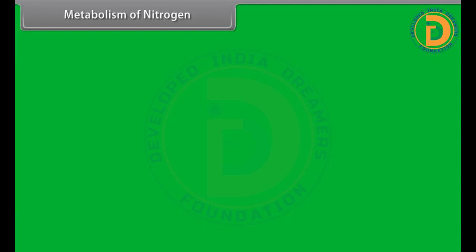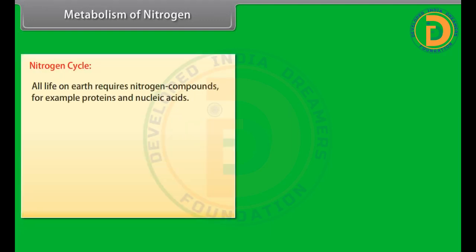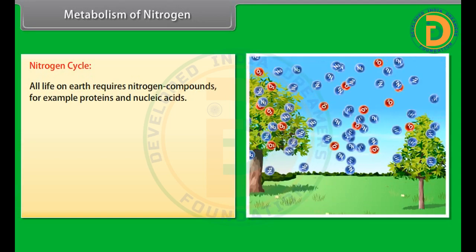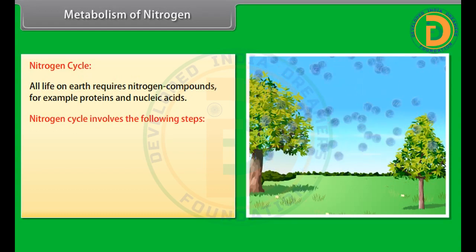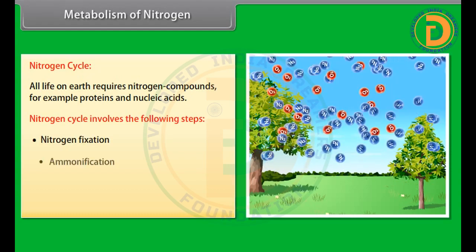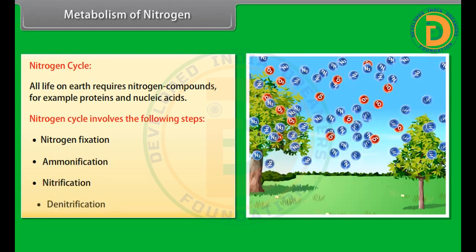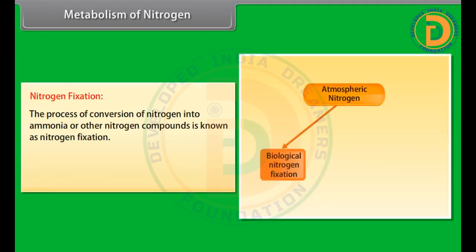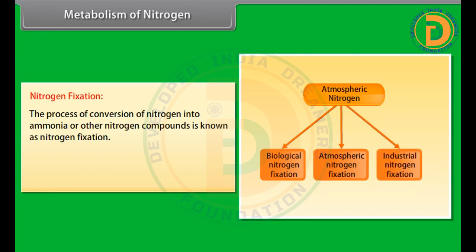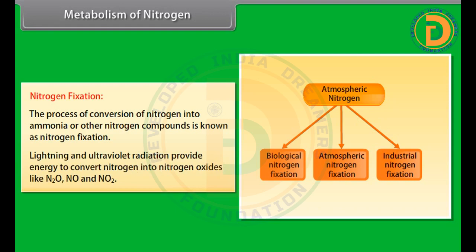Metabolism of nitrogen. Nitrogen cycle. All life on Earth requires nitrogen compounds, for example, proteins and nucleic acids. The nitrogen cycle involves the following steps: nitrogen fixation, ammonification, nitrification, denitrification. Nitrogen fixation: the process of conversion of nitrogen into ammonia or other nitrogen compounds is known as nitrogen fixation. Lightning and ultraviolet radiation provide energy to convert nitrogen into nitrogen oxides like N2O, NO, and NO2.